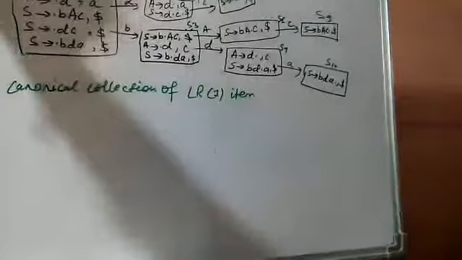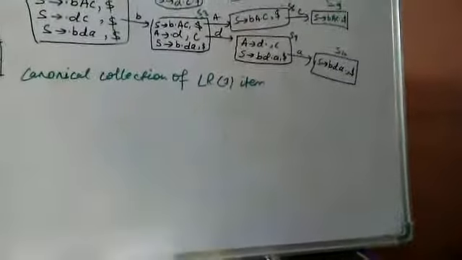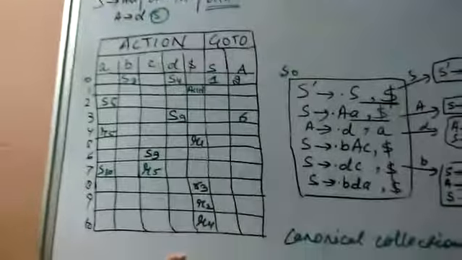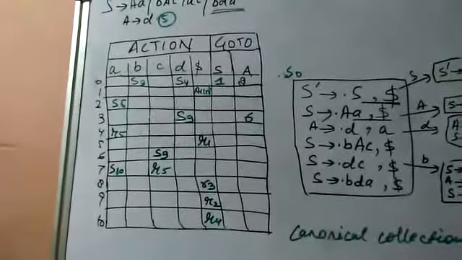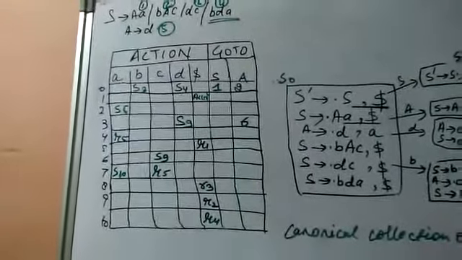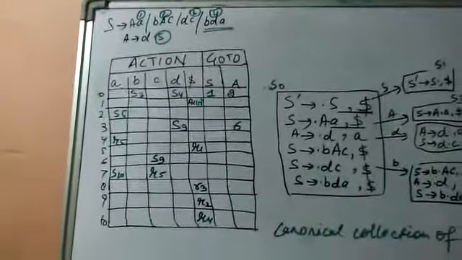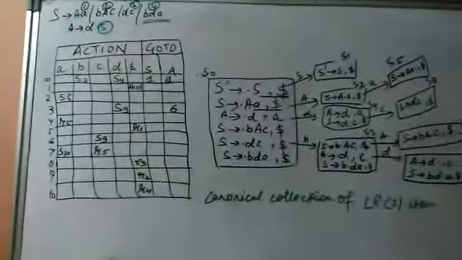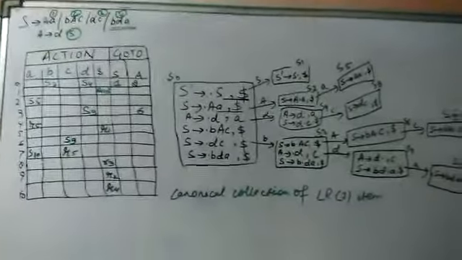Now from 10th, BDA dot has already ended. So BDA is R4 and the look ahead symbol is dollar, R4. This is the whole parsing table for this CLR1 parsing through CLR1 parsing technique.